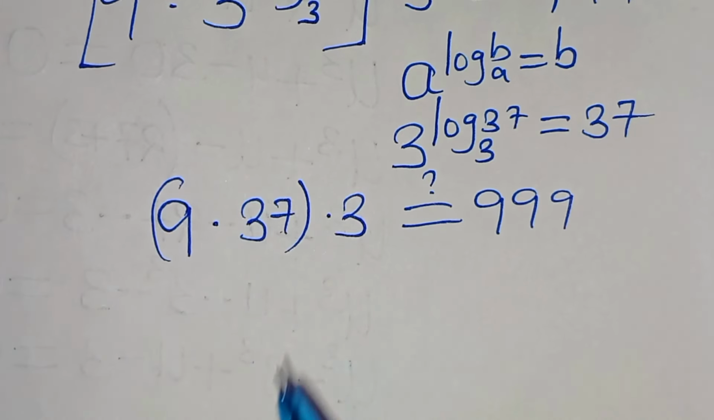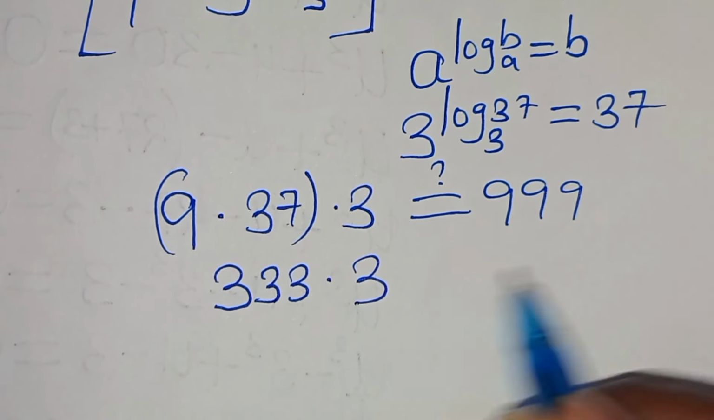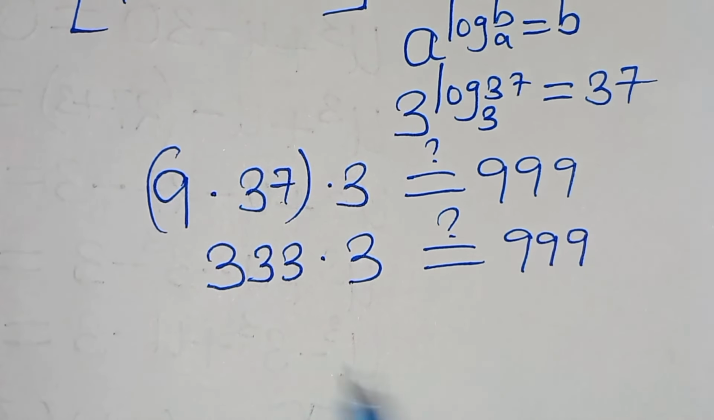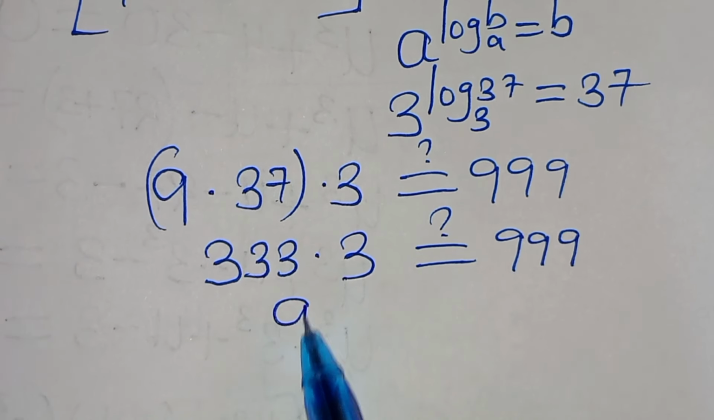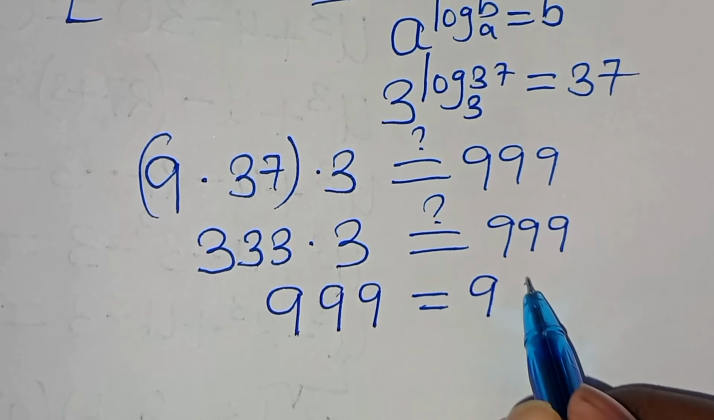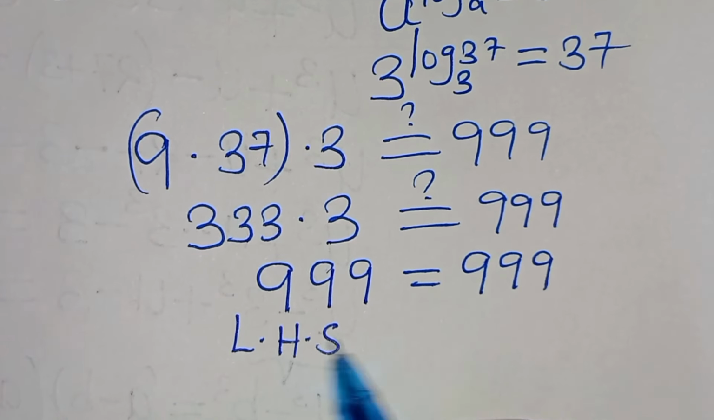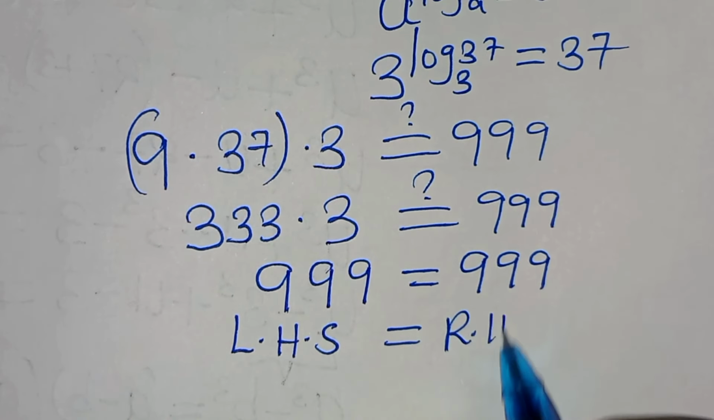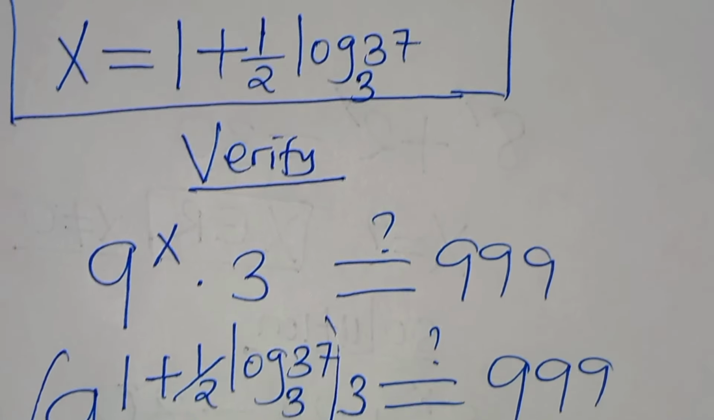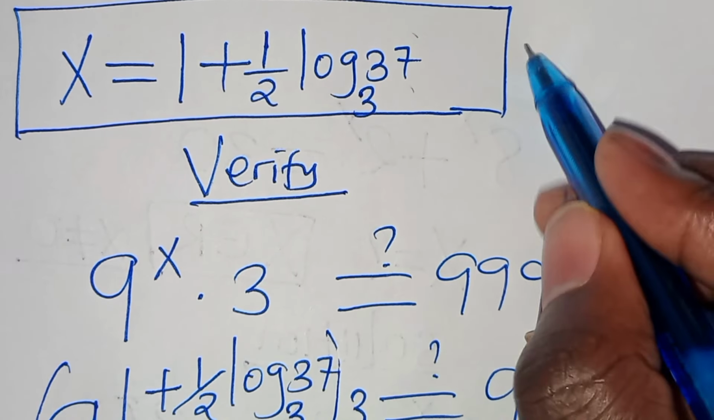So that's 37 times 9. This is equal to 333 times 3 now. This should give us a value of 999. 333 times 3, this is equal to 999, which is equal to 999. And this implies that the left hand side is equal to the right hand side. And this implies that the value of x, which is 1 plus a half log 37 to base 3, actually satisfies the equation.